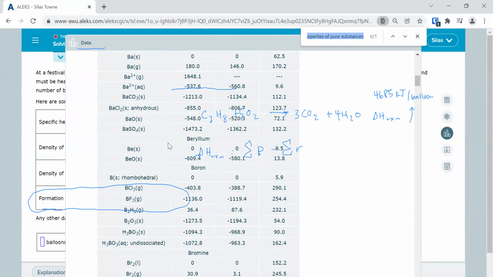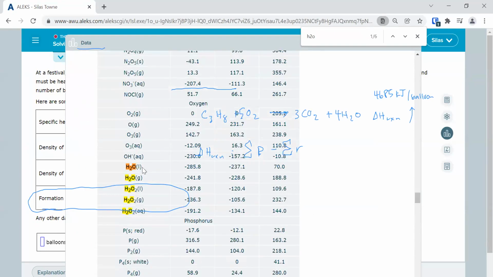And you can do control find and see H2O. Now remember, there's liquid and gas. Make sure you get the gas one. So I'm looking at this column right here, 241.8. Now, so let's clear this. I have these.